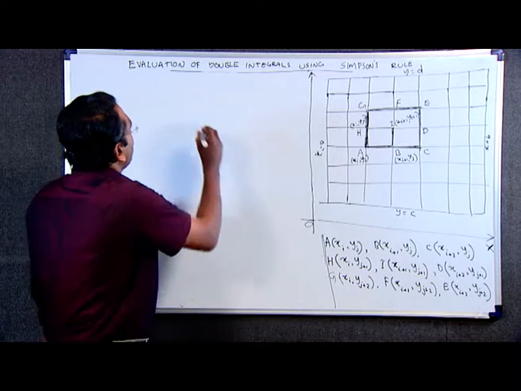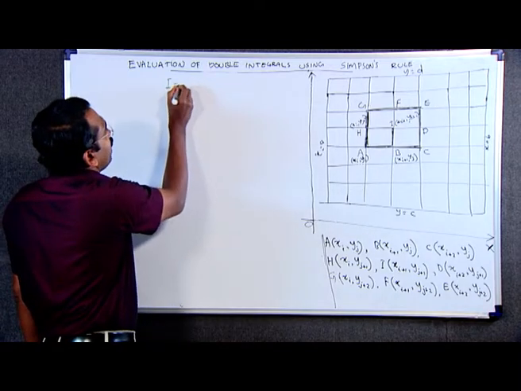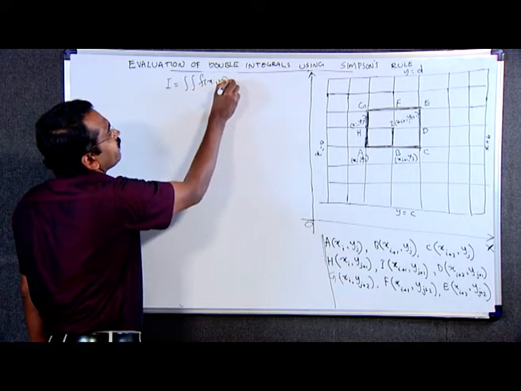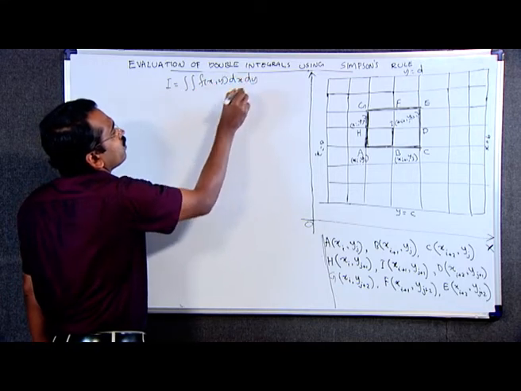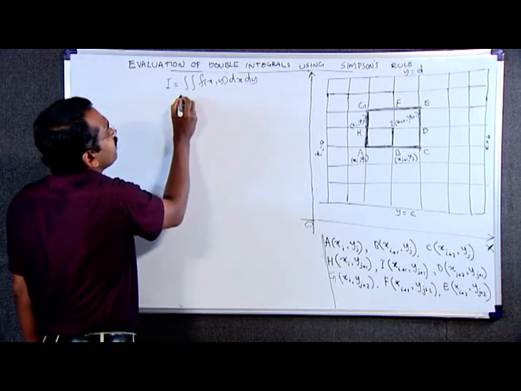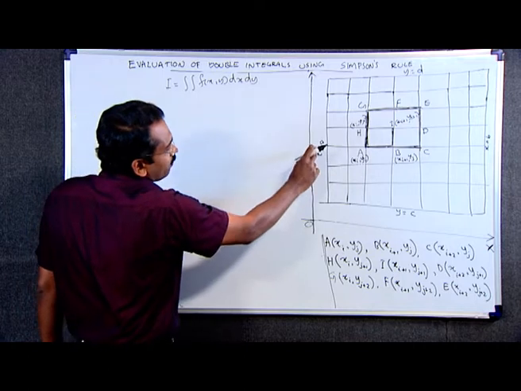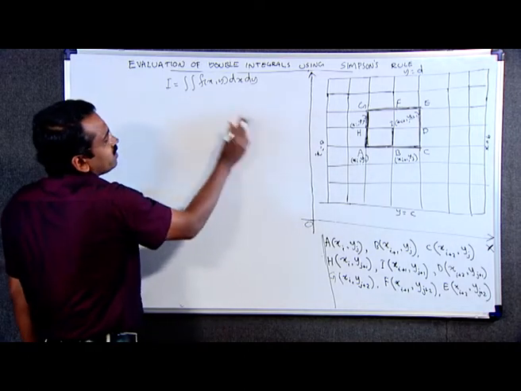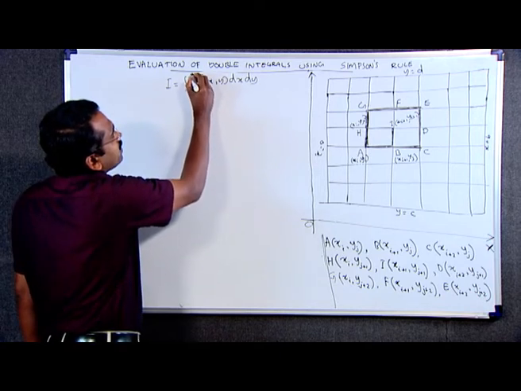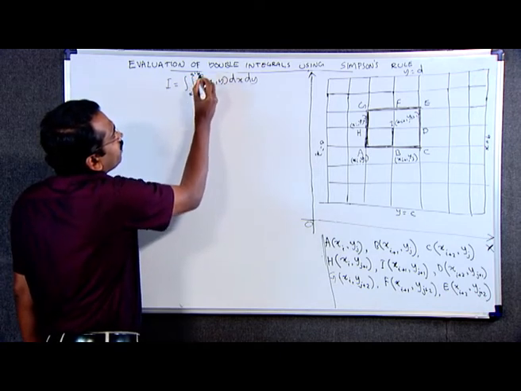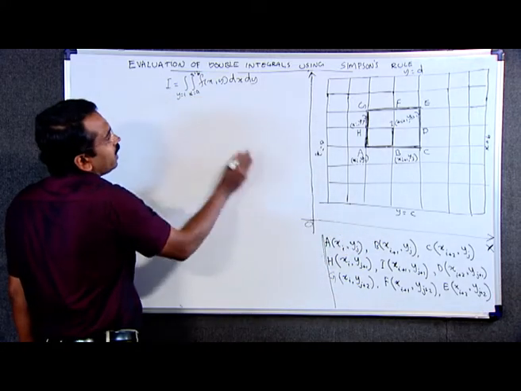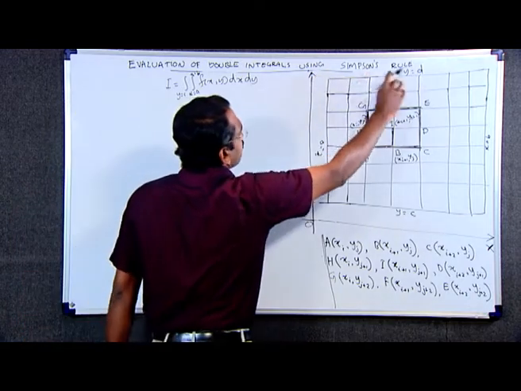Let us consider the double integral I is equal to double integral f of x, y dx dy, where the region of integration is the area bounded by the ordinates at x is equal to a, x is equal to b, y is equal to c, and y is equal to d.